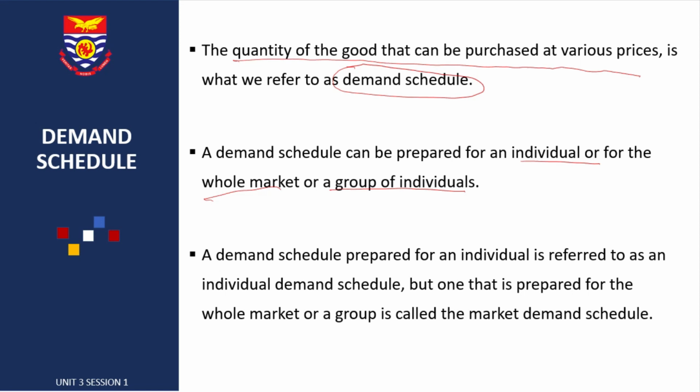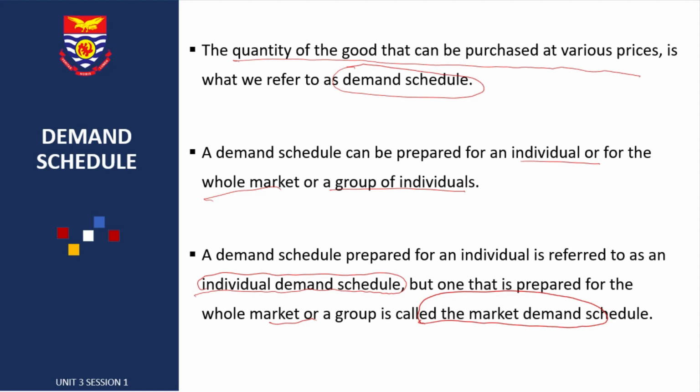A demand schedule that is prepared for an individual is referred to as an individual demand schedule. But the one that is prepared for the whole market or a group is called a market demand schedule, however you pronounce it. Let's take another example of a demand schedule.